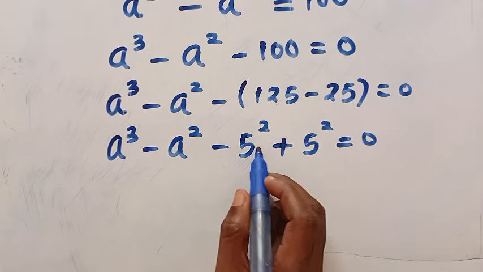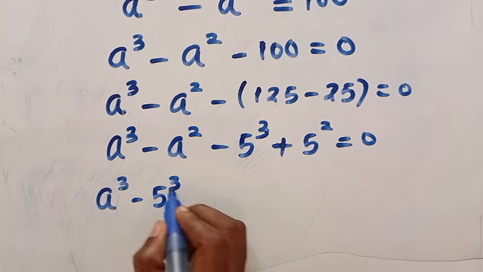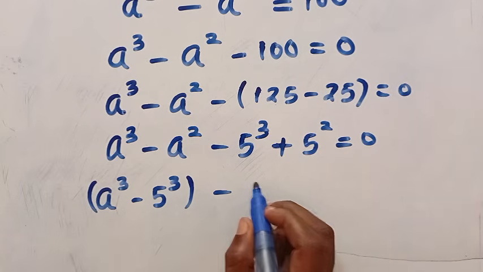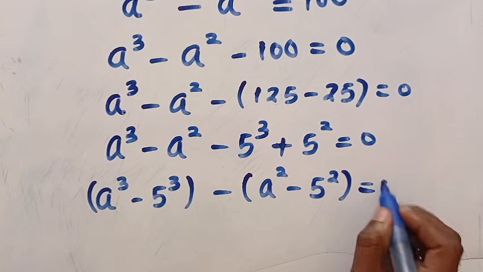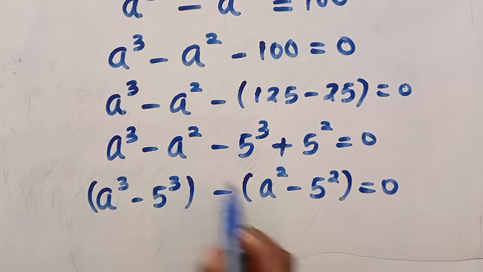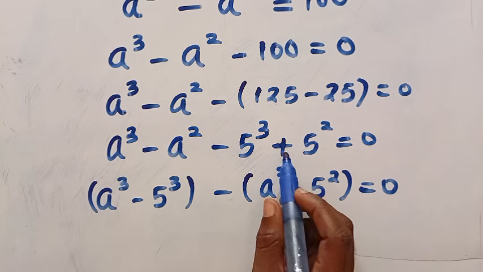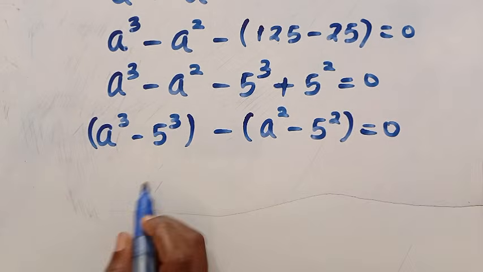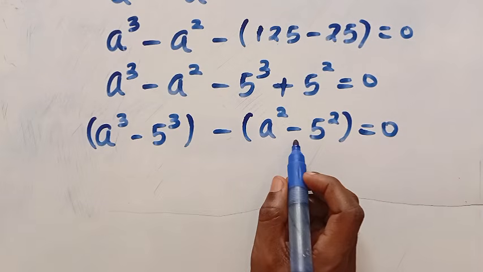We have A cube, this is 5 cube. We have A cube minus 5 cube. We put this in bracket, then minus also, this is negative bracket, A squared minus 5 squared equals 0. We have to take out the negative out here, and this one becomes negative. If you use this negative to open this parenthesis, we're going to get positive as we have in the previous line. And again, this is where we come as difference of 2 cubes. This is difference of 2 squares.